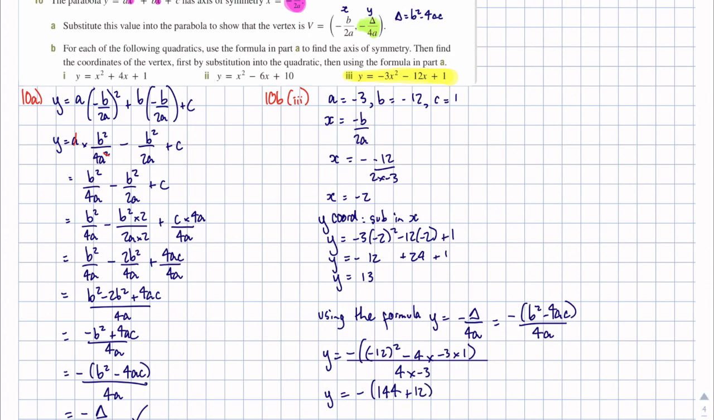Oh, I wanted a straight line there. Okay, I'm not getting one. Over minus 12. 144 plus 12 gives me 156 over... sorry, over negative 12. Gosh, I don't have my calculator.